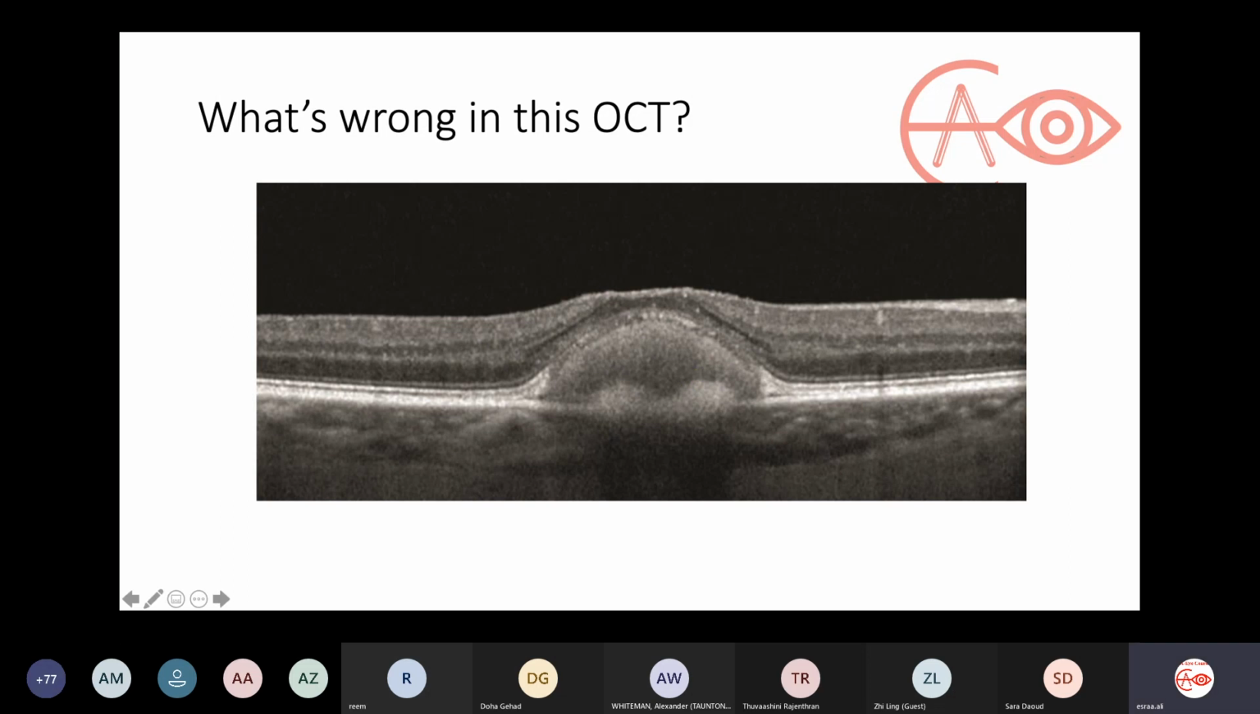What do you think of this one? What is the description of the abnormality you're seeing in this OCT?